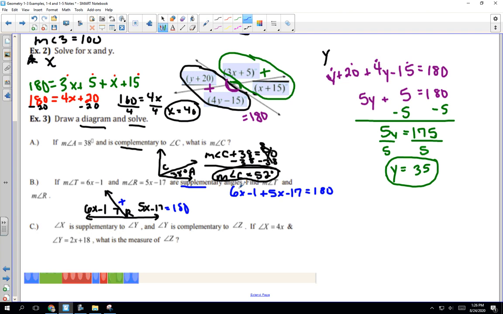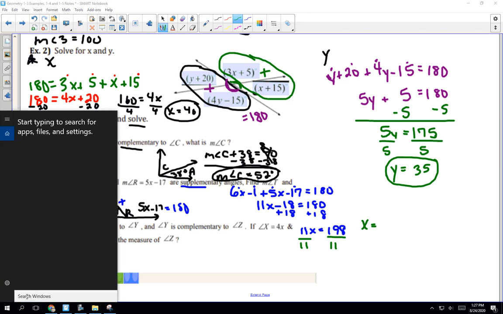Okay, combine like terms. 6x's and 5x's give us 11x's. Minus 1 minus 17 more is negative 18. Then I'm going to add 18 to both sides. And 11x equals 198. We're going to divide both sides by 11.